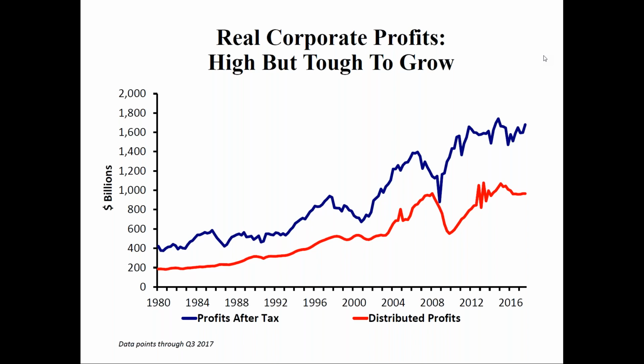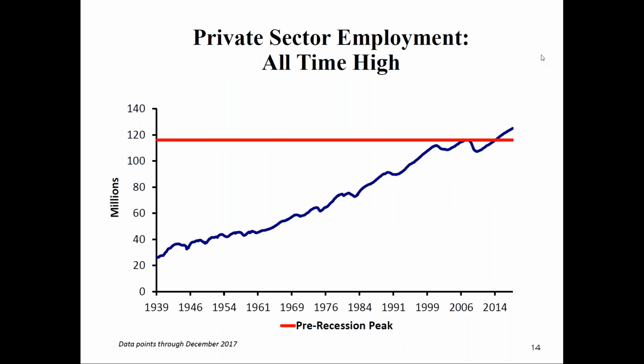Go to the next, private sector employment. Private sector employment, I put the previous cyclical high, marked it with red. We're at an all-time high. We're growing. We're growing at about 2 million employees a year. I think that will continue.